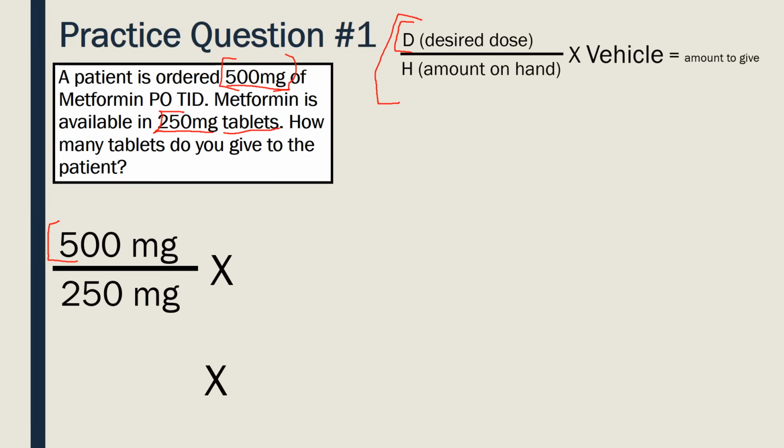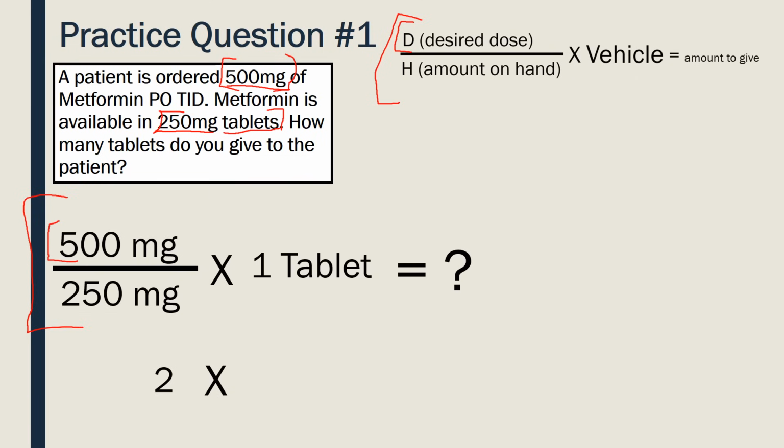And now what's the vehicle? This one, the vehicle is not as important because it is tablets, and obviously we can just put one tablet because 250 milligrams is in one tablet. So how many tablets do you give the patient? All you have to do at this point is solve this math question. So 500 divided by 250 is 2.